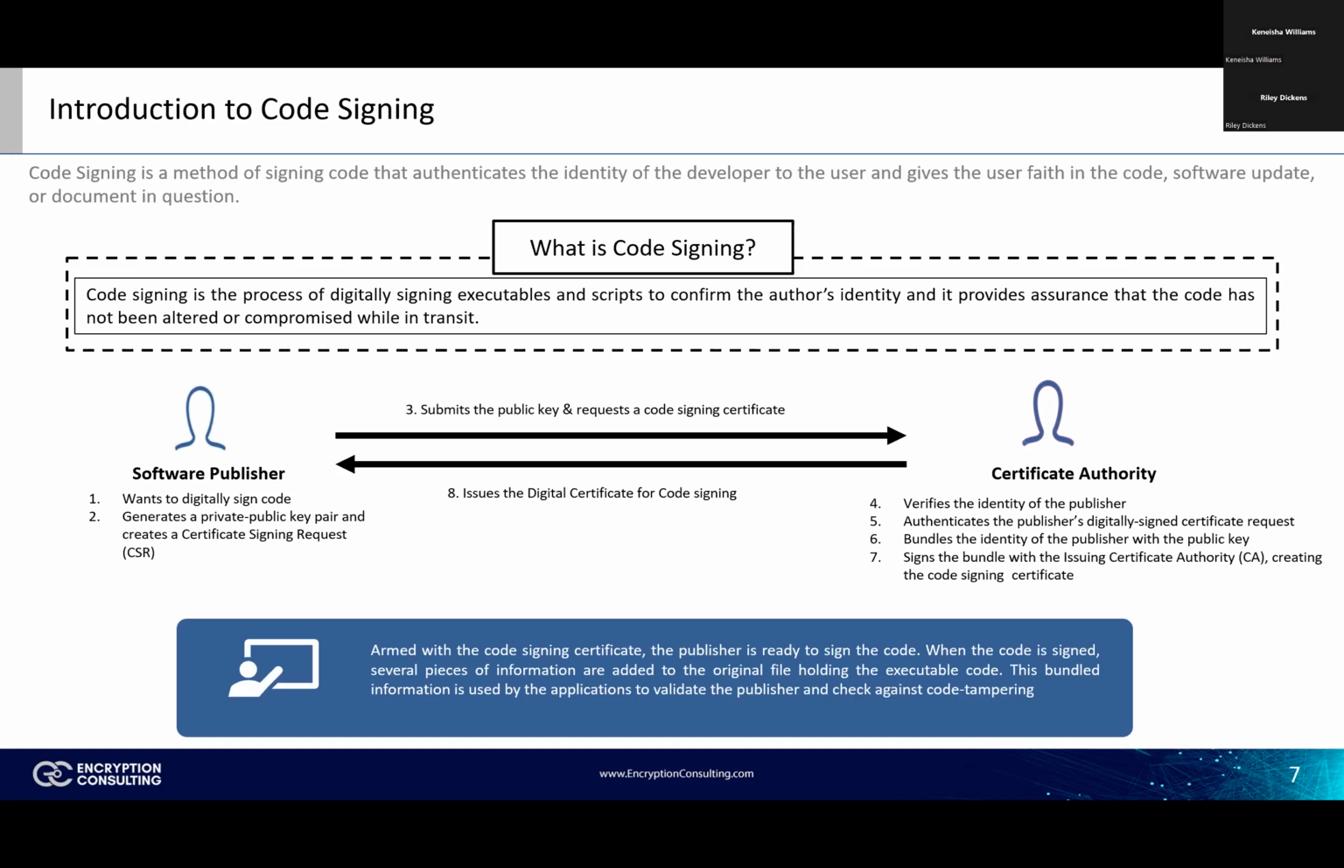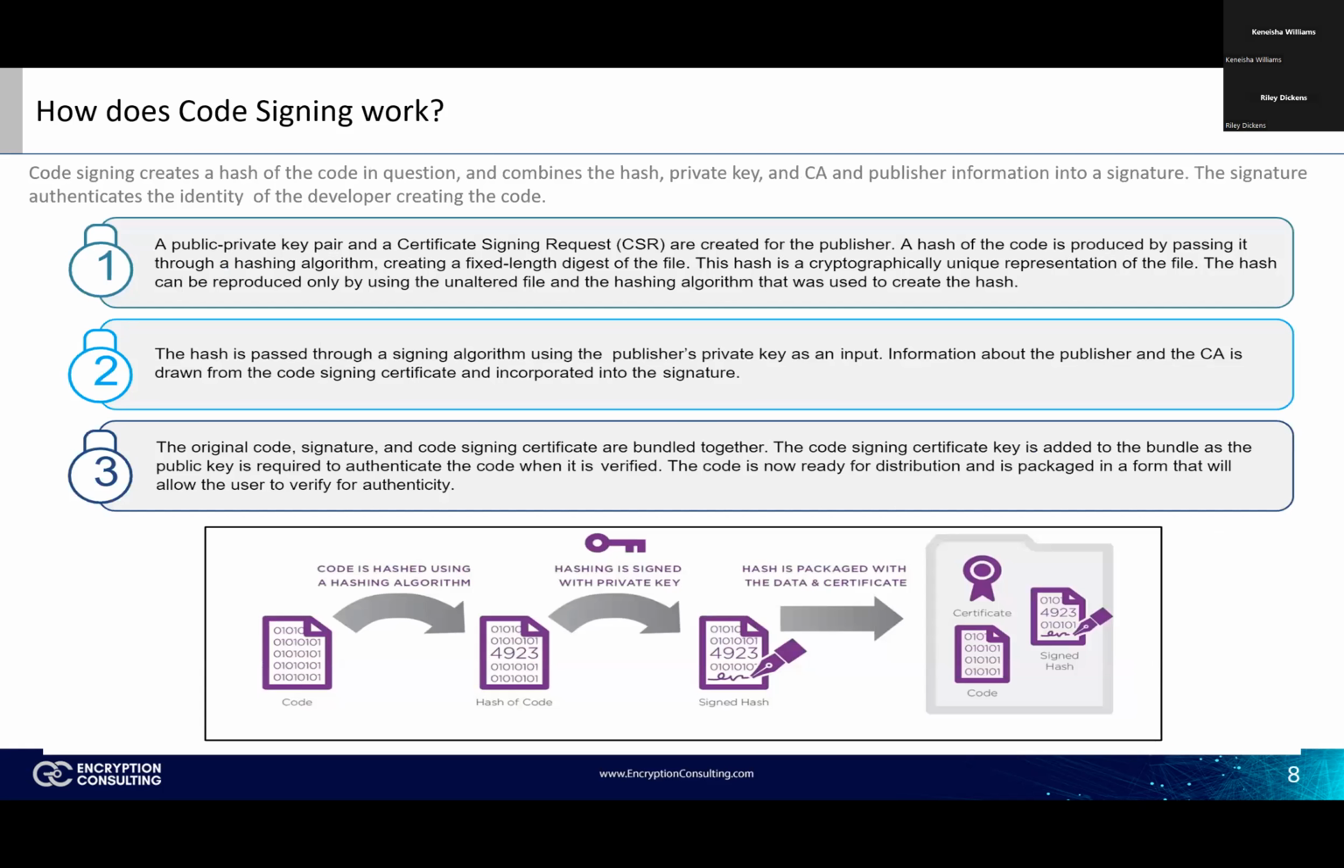Now, going a little deeper on the actual code signing process itself, like I mentioned, we have this creation of a public and private key pair and that CSR. And then passing that over to the certificate authority, you get your code signing certificate back. Now, the actual code signing process is a little more involved in this case. And the importance of this all circulates around hashing your code.